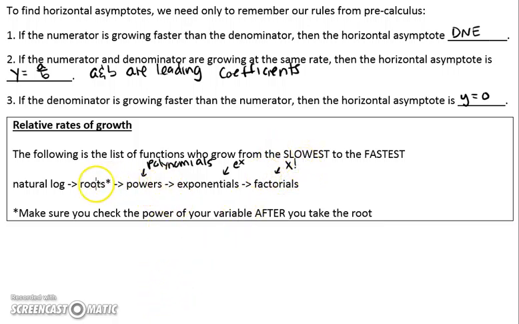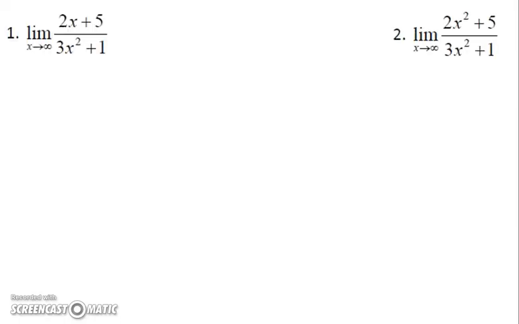Now we have a little star here next to roots, and it says check the power of your variable after you take the root. So if you have something like the square root of x squared, that's really just x, and that's going to grow at the same rate as x. So we have to think about our root before we figure out what's going to grow faster than other ones. So we have a few examples of what these things might look like.